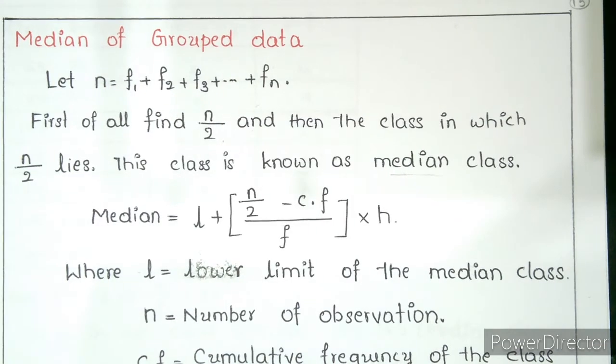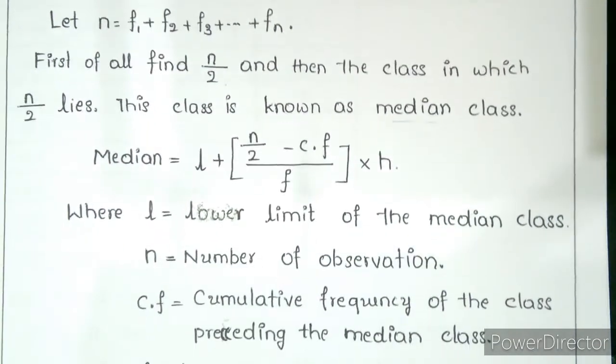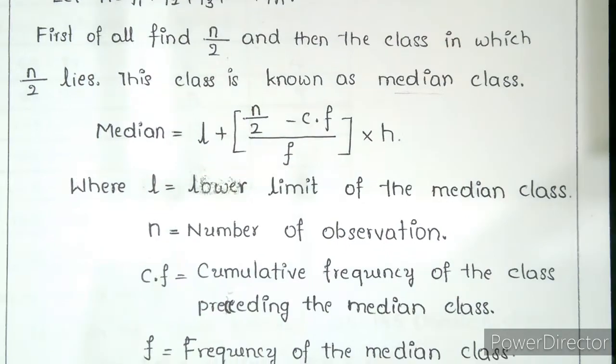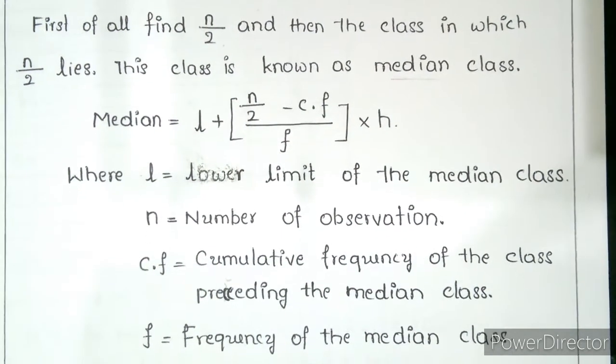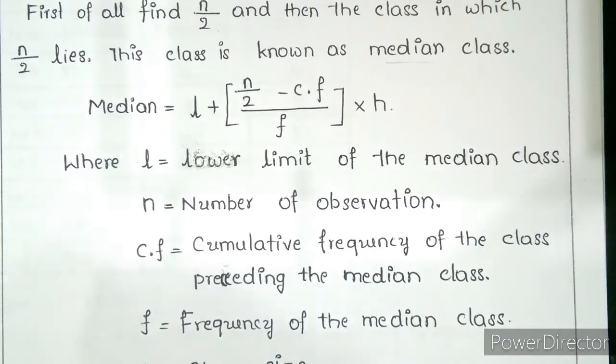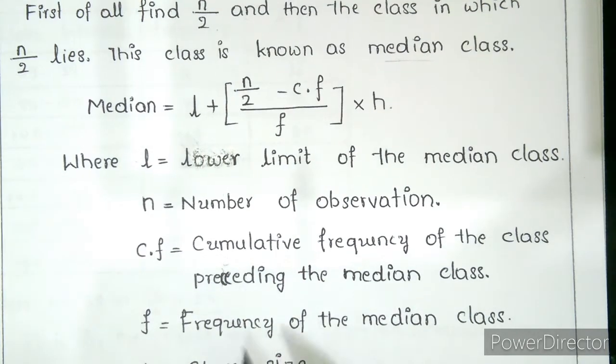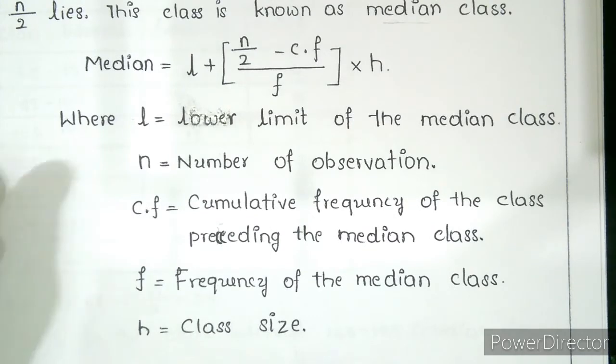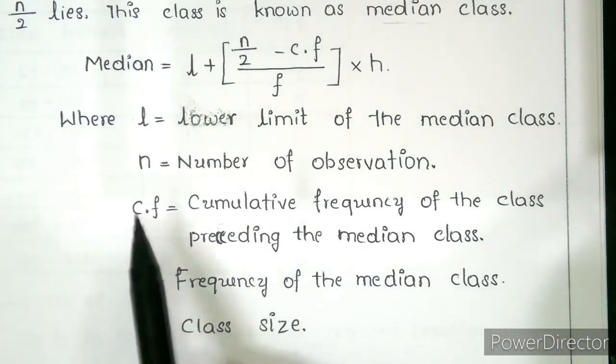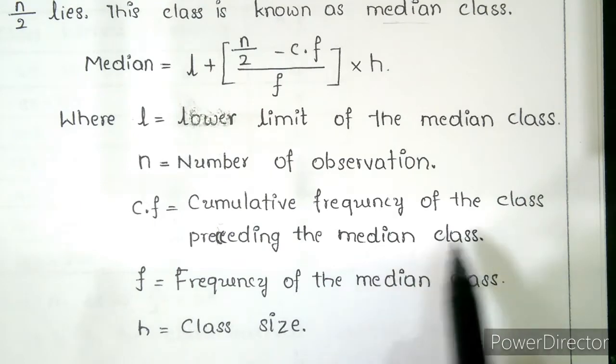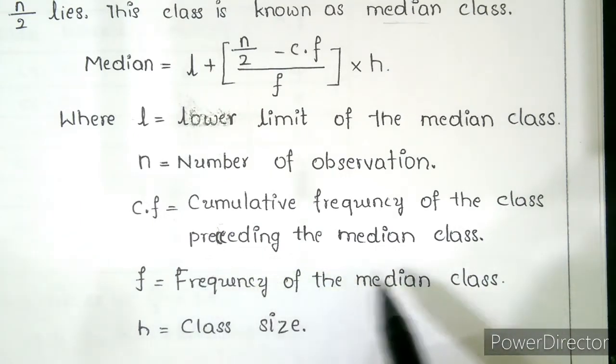Where L is the lower limit of the median class, n is the number of observations, means total number of frequency. CF is the cumulative frequency of the class preceding the median class. f is the frequency of the median class. And the last one, h, is the class size. The one extra you have is CF, the cumulative frequency of the class preceding the median class.